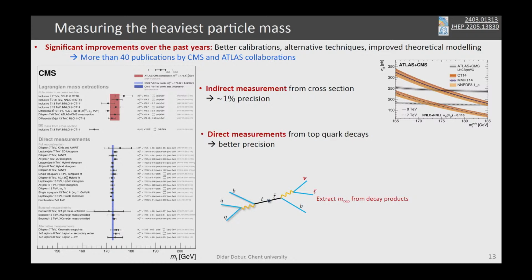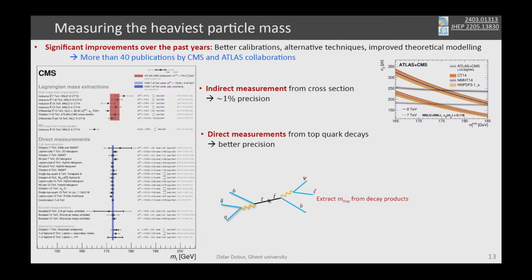But the direct measurements, where we use the top quark decay products, give better precision. However, these are subject to additional systematic uncertainties when they are interpreted theoretically, because we rely on some non-perturbative simulations to model some non-perturbative effects.